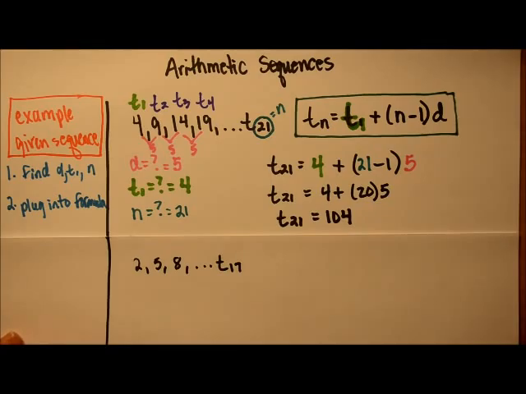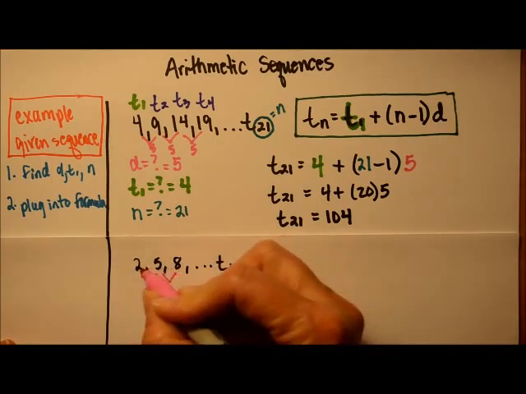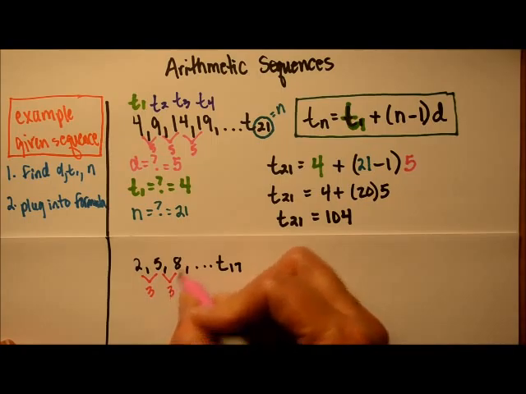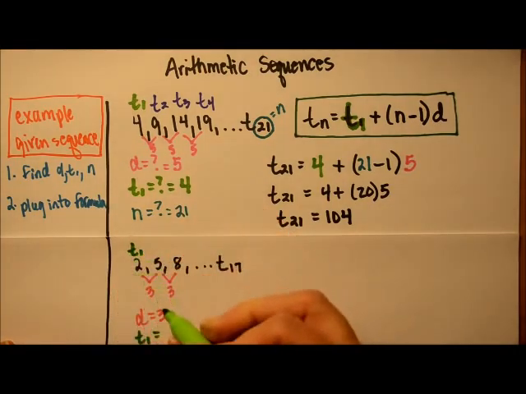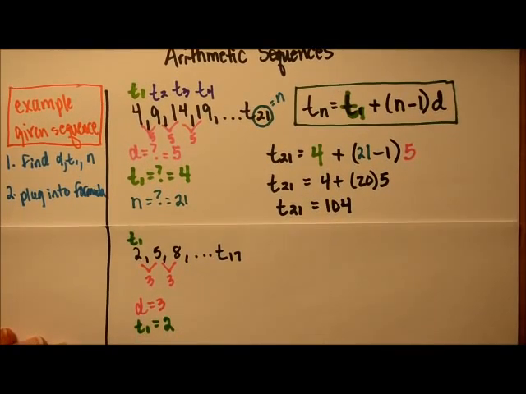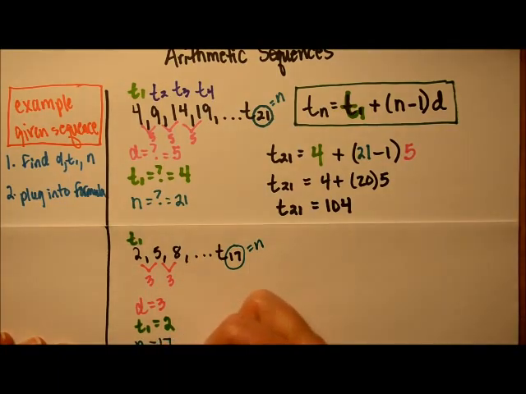All right, first thing I need to find is the difference. So I can see that 2 plus 3 gives me 5, 5 plus 3 gives me 8. So that difference must be 3. The next thing I need is T1. And that just equals that first term. Okay, so T1 is 2. The next thing I need is N, and the N comes from here. Whatever term it is you're trying to calculate.